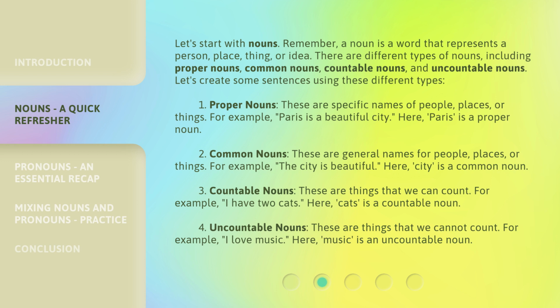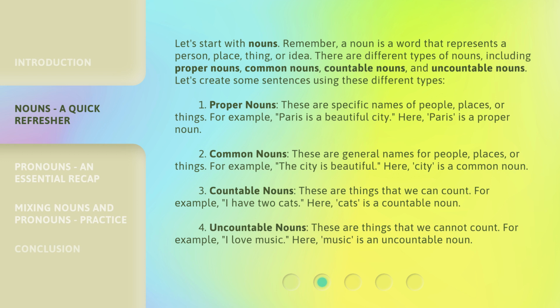1. Proper nouns. These are specific names of people, places, or things. For example, Paris is a beautiful city. Here, Paris is a proper noun. 2. Common nouns. These are general names for people, places, or things. For example, the city is beautiful. Here, city is a common noun.